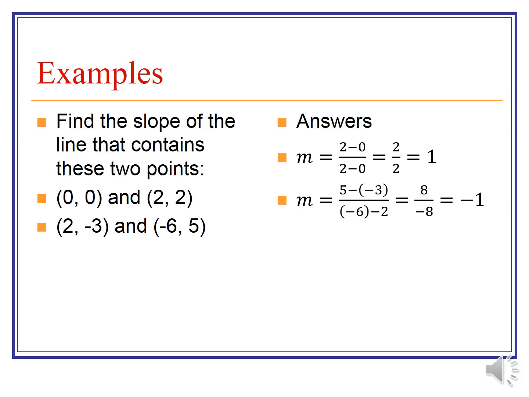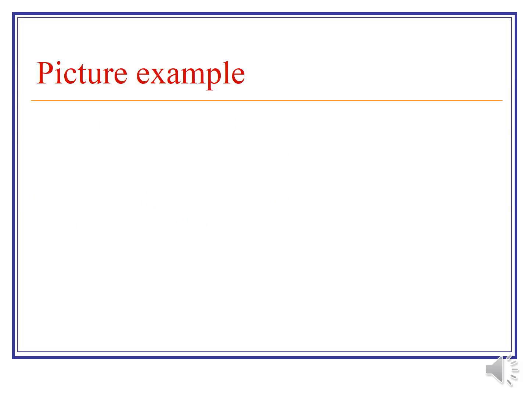Here are your answers. With the first set of points, we go 2 minus 0 over 2 minus 0, which is 2 over 2, which is equal to 1. Notice in the second example that I put my negatives in parentheses. This may help you when you are doing your subtraction. If you're having difficulty with the subtraction of signed numbers, please refer to the lesson in Chapter 1 about addition and subtraction of signed numbers. Your answer for the second set of points is negative 1.